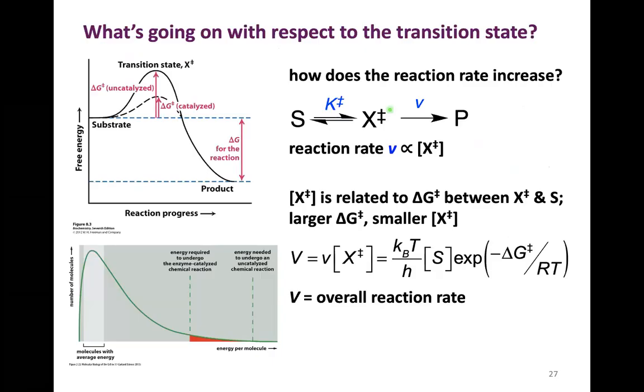So what's going on? We can write our substrate, our transition state is the X double dagger, that is the transition state species, and P is our product. So we can consider substrate going to the transition state. We can define that as an equilibrium, big K double dagger, okay?